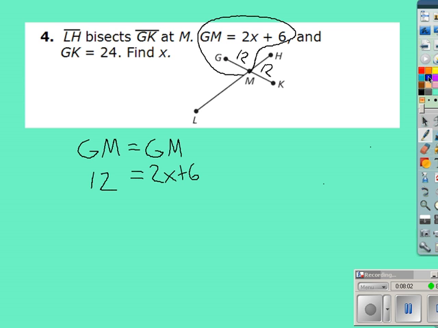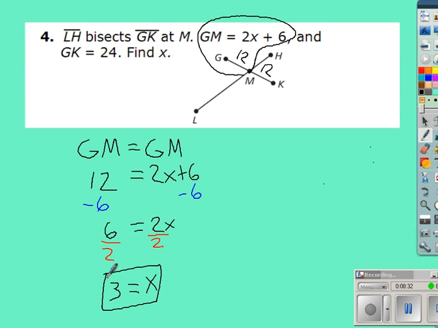So now it's algebra. We're subtracting 6 from both sides to get x all by itself. I'm left with 2x equals 6. And then the last step, I have to do the inverse operation. I have to divide both sides by 2. And the final answer, x equals 3. Again, in this question, all they asked you to do was find x. So you don't have to plug that into anything else. You're done. x equals 3.